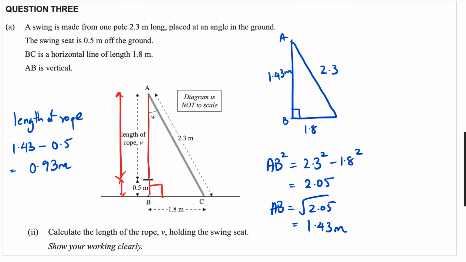Grades wise, this actually gets you a Merit. Otherwise, finding the 1.43 gets you an Achieved. All right, let's go to the next question.